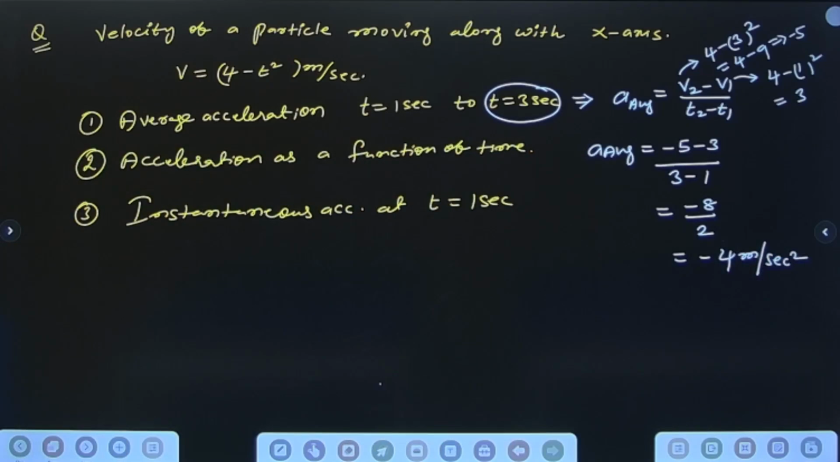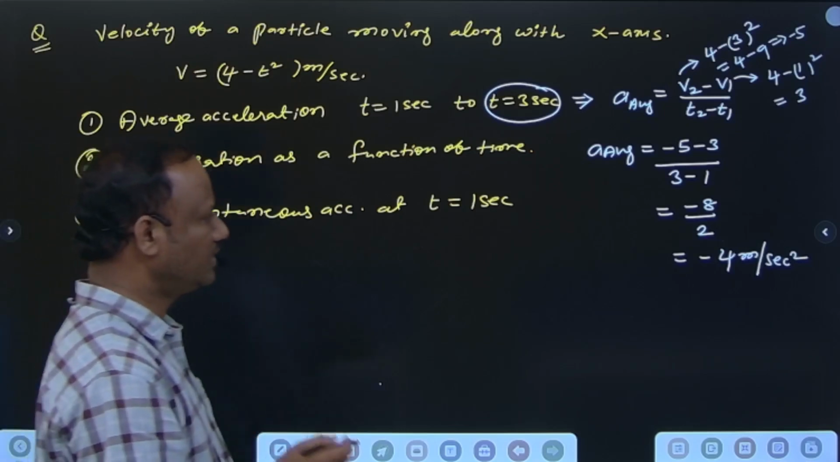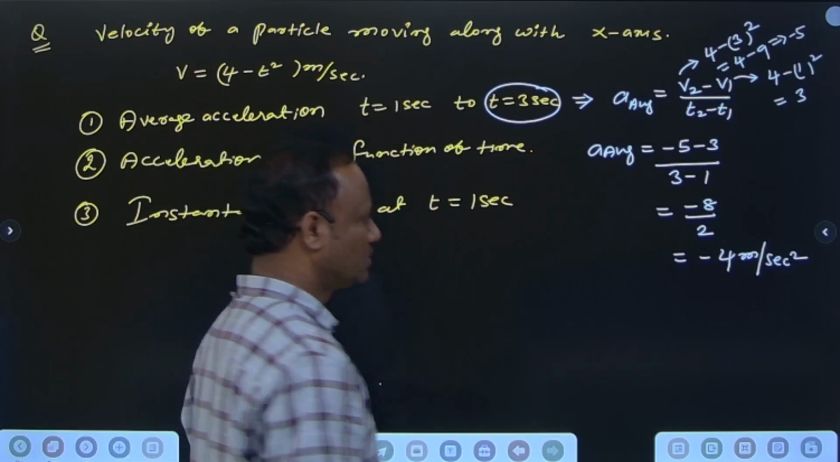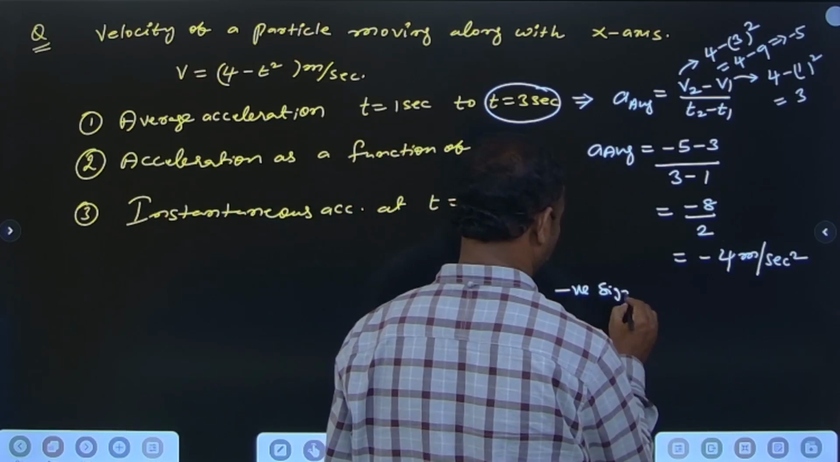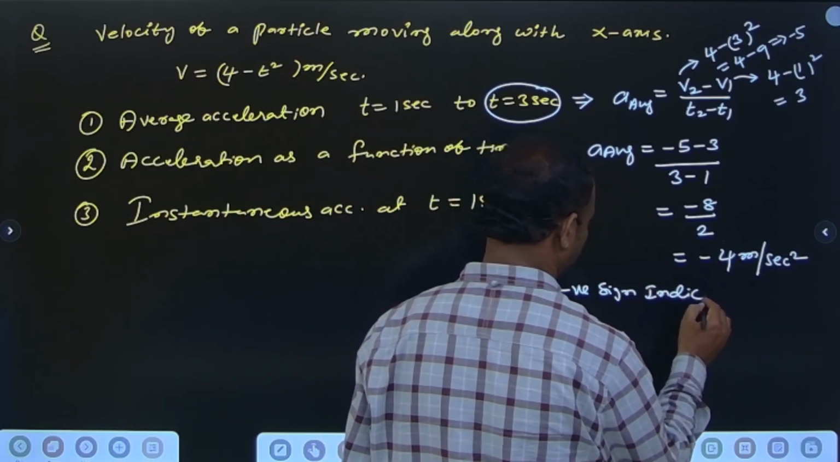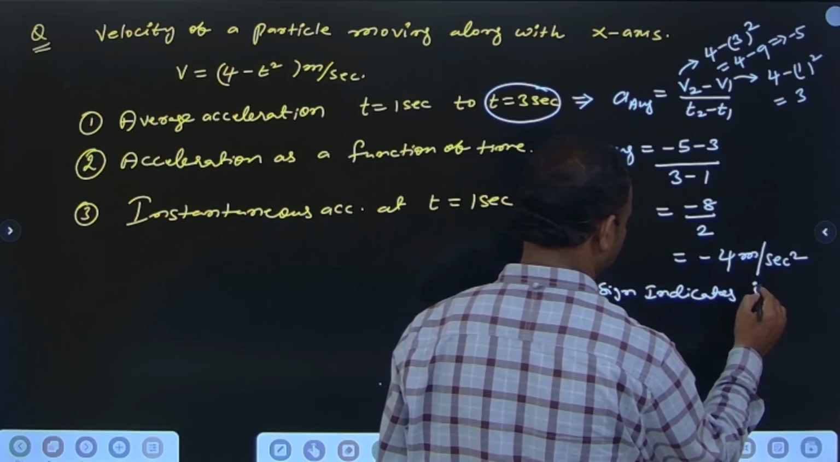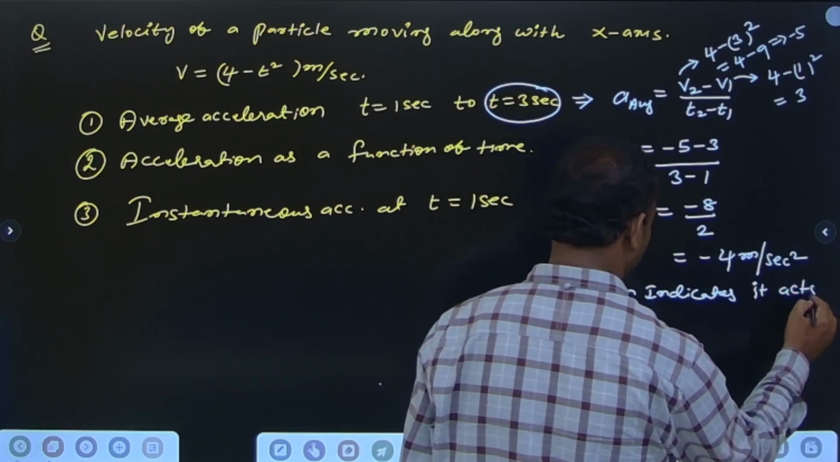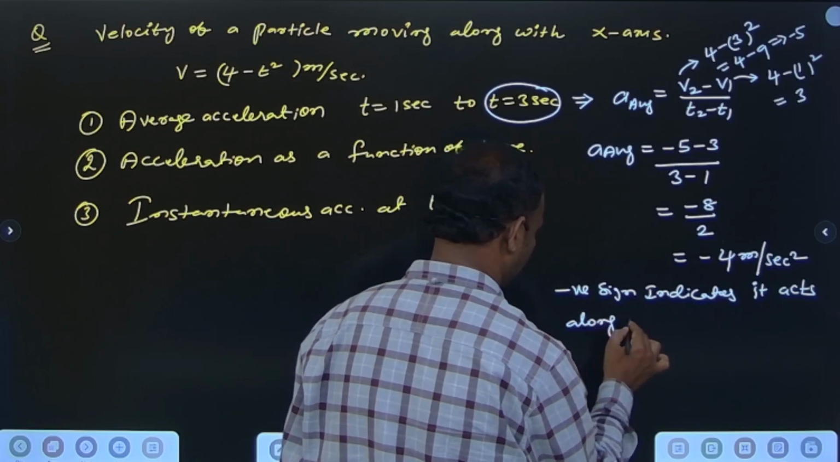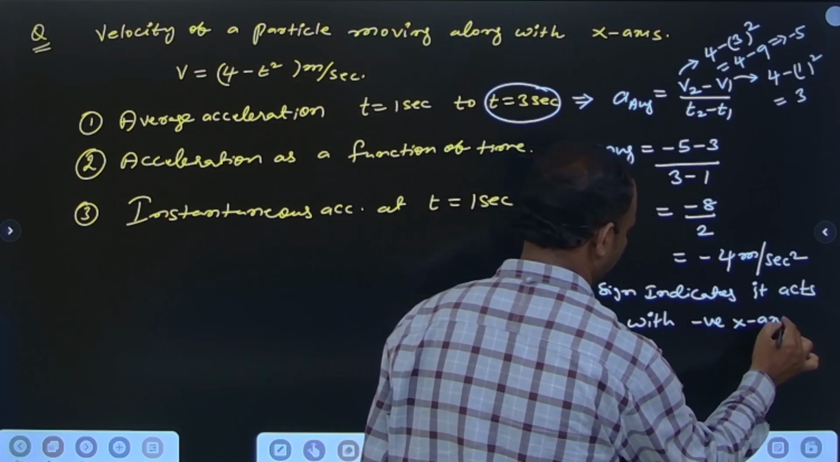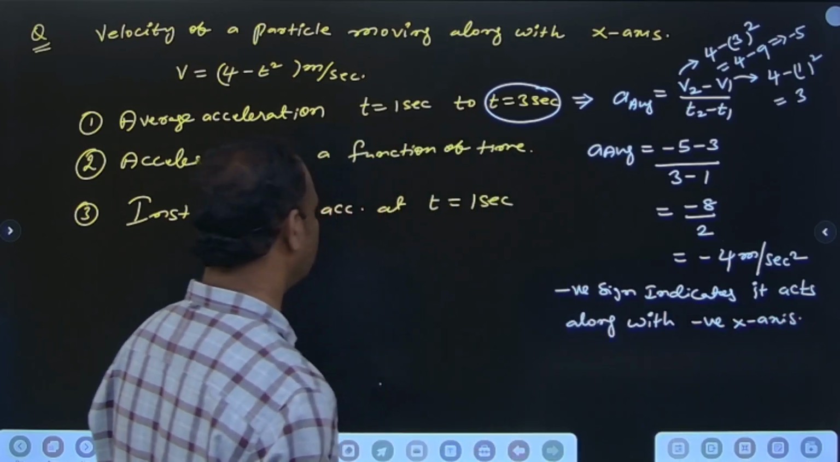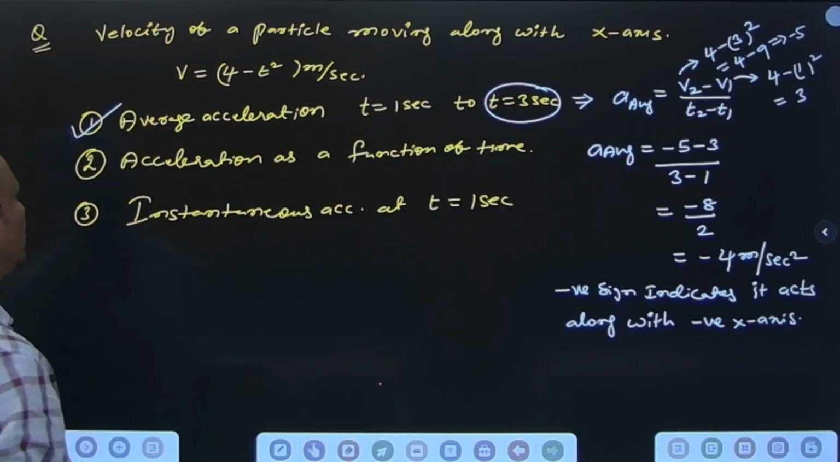The negative sign indicates the acceleration acts along the negative x direction, along the negative x-axis. The first one is completed.